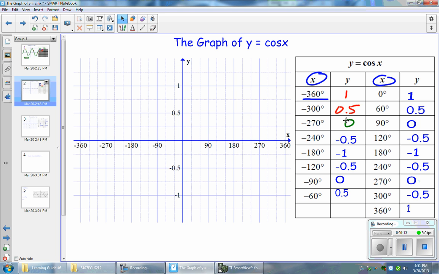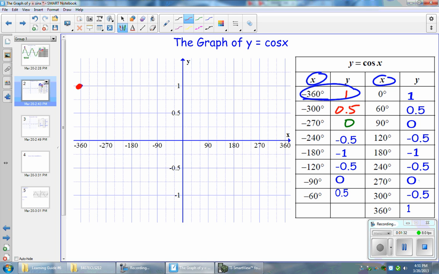And of course, using these y values, we can now go ahead and graph these points. Let's start with the first point here, negative 360, comma 1, and that point is going to be right there. I'll use a red color here. So right there is the first point.